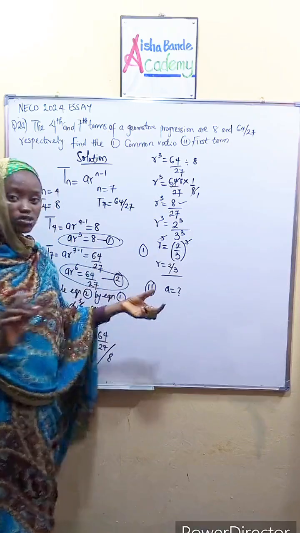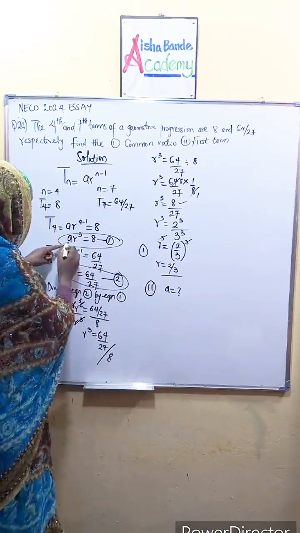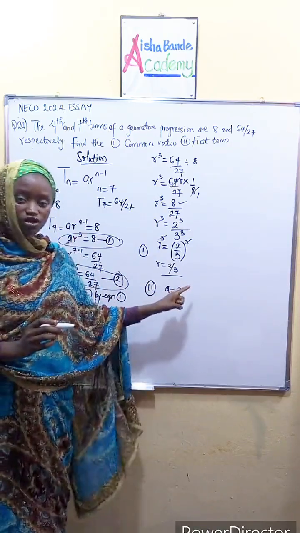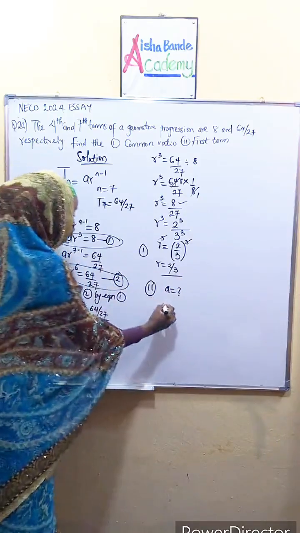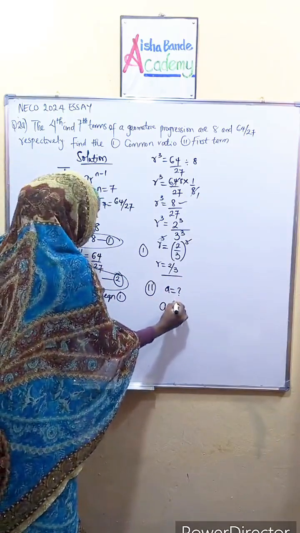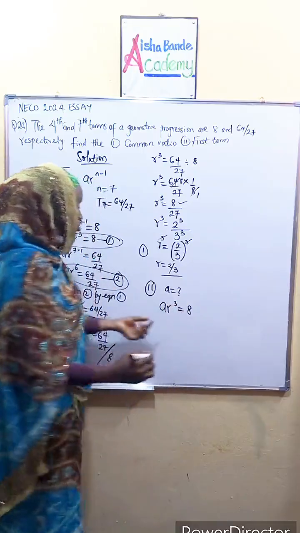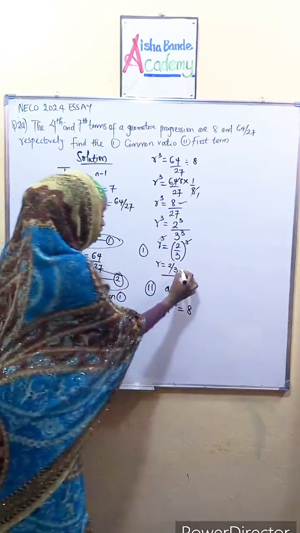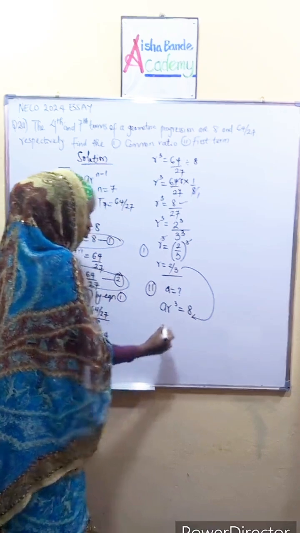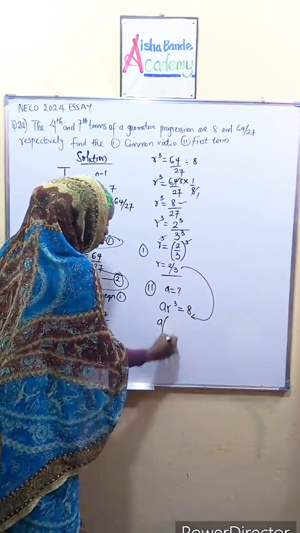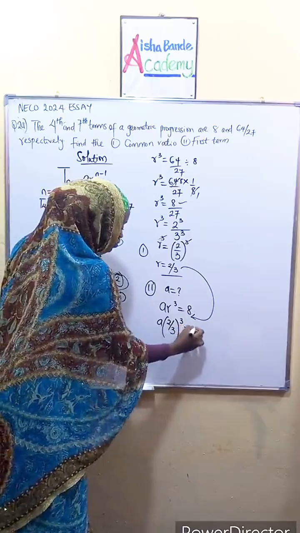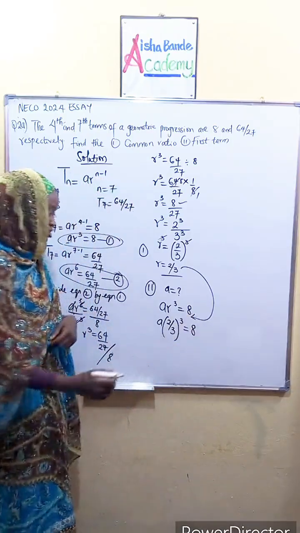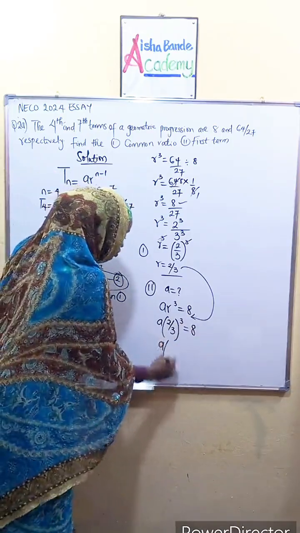So let's pick equation 1, which is a r raised to the power of 3 is equal to 8. All we need to do now is substitute the value of r into this equation. So this becomes a times (2/3) raised to the power of 3 is equal to 8. Simplifying this, we have a times 2 to the power of 3, which is 8, over 3 to the power of 3, which is 27, equals 8.